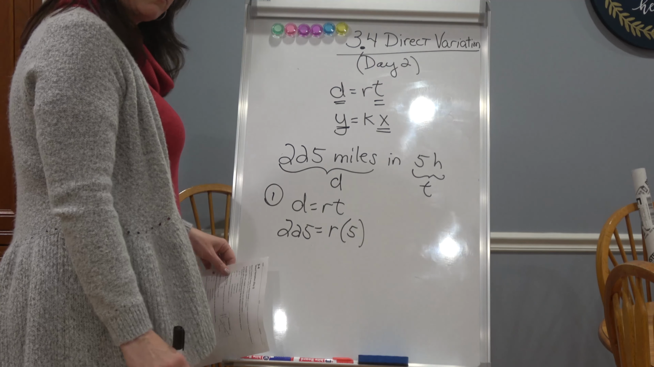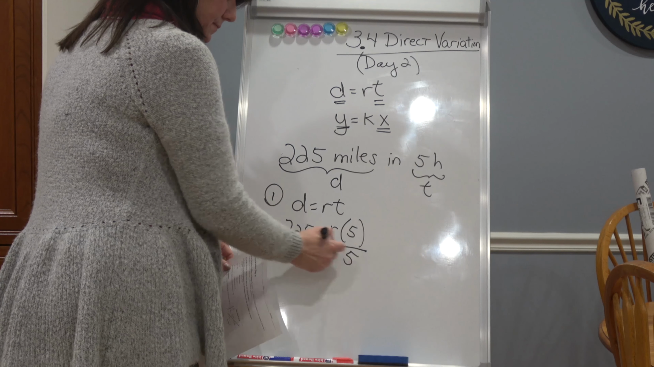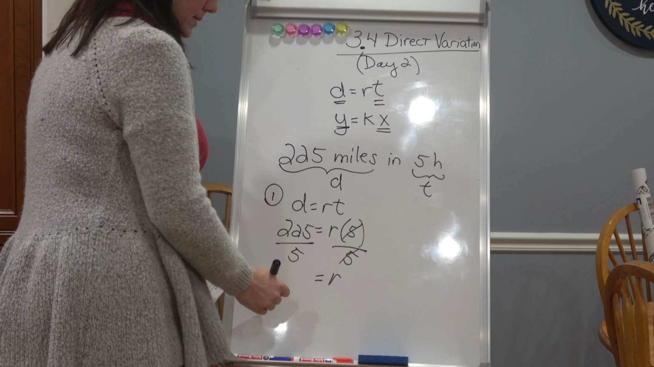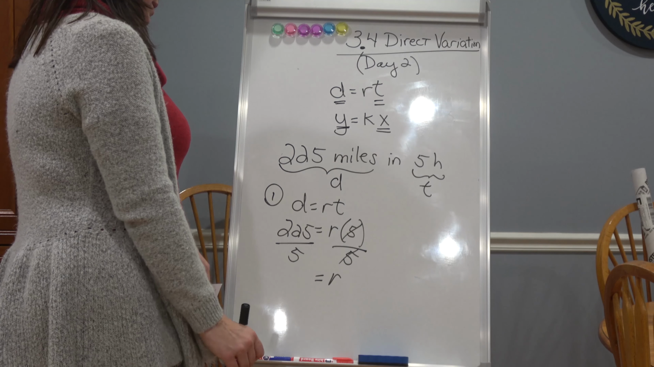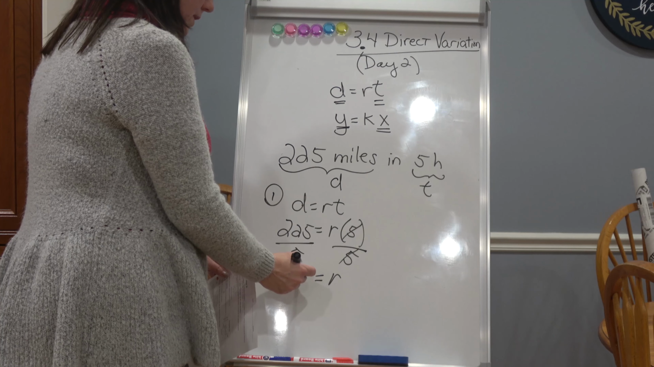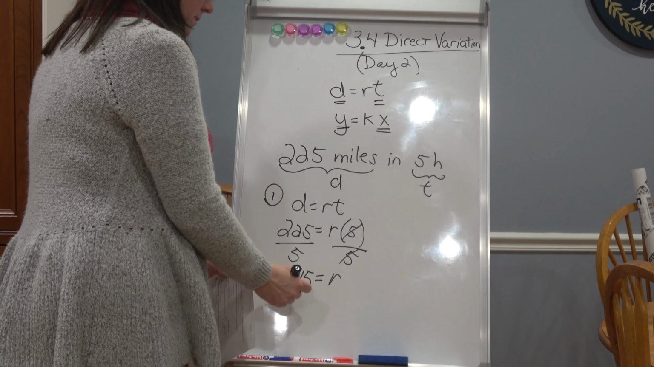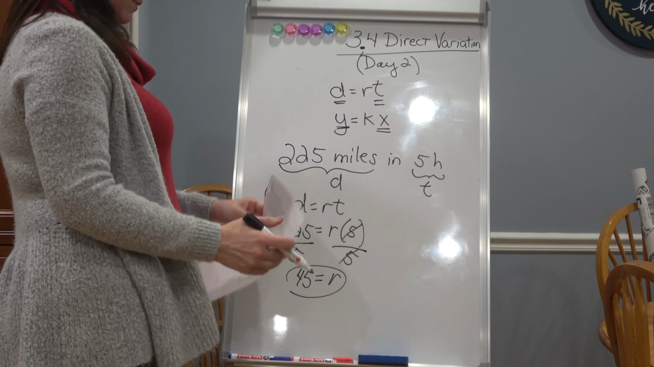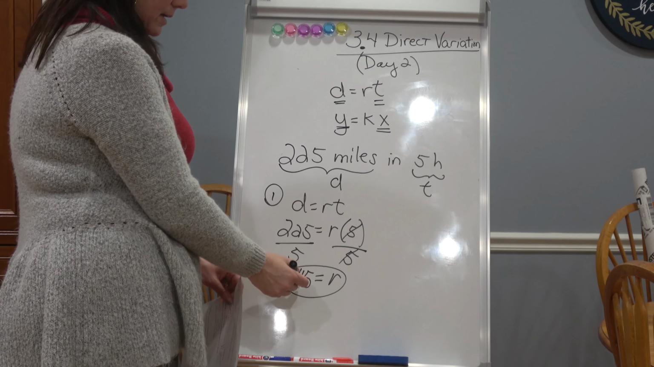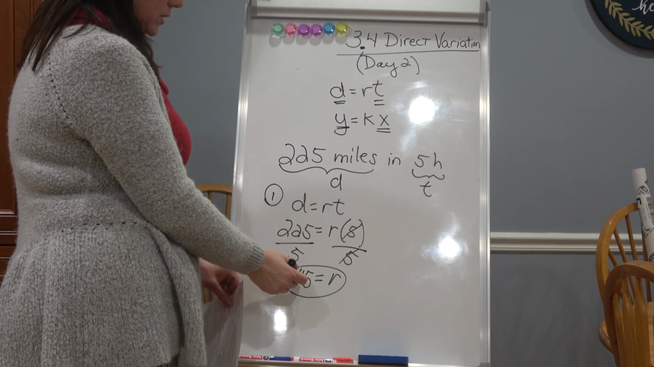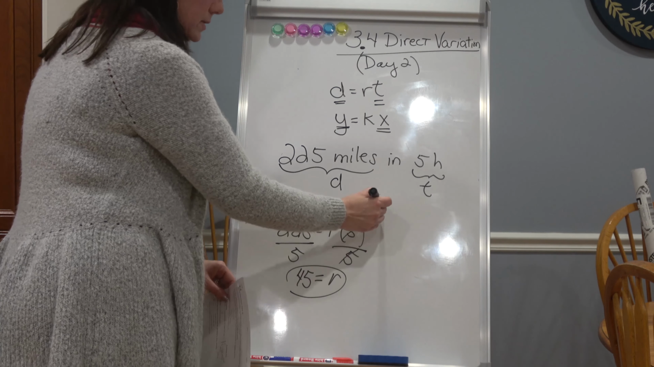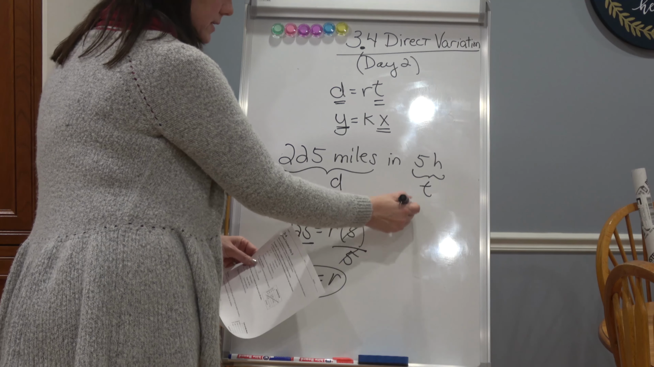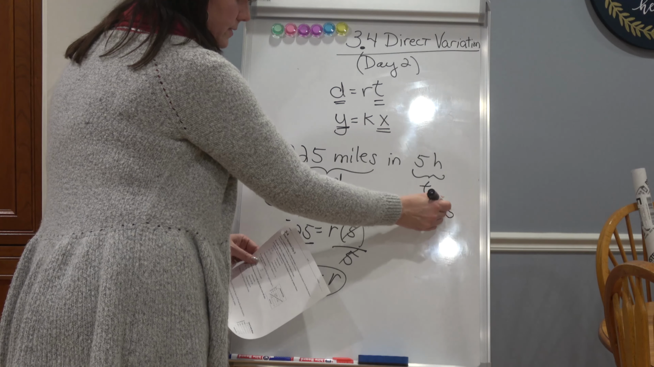And then we can solve for the rate. So we get the rate is equal to, I think it's 45. Yes, it is. Okay. So just like finding k, we found the constant of variation, we can write the equation. So the equation that we found is d equals 45t.